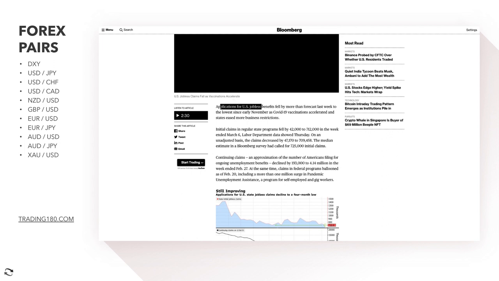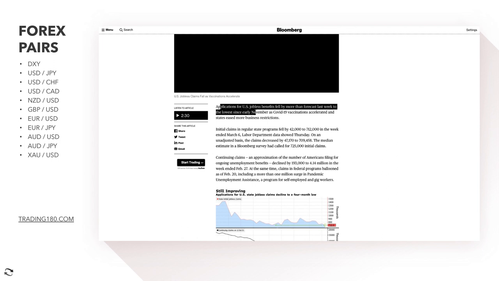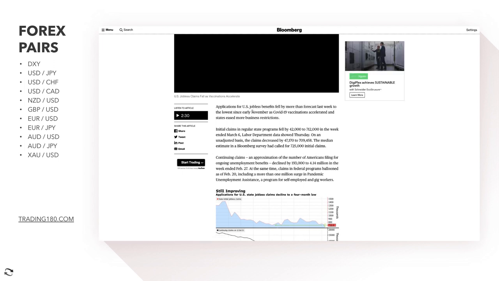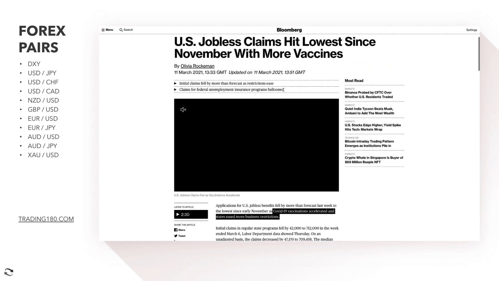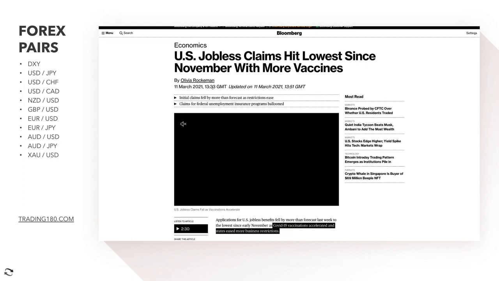Applications for US job benefits fell by more than forecast last week. So fewer people are applying for unemployment benefits, which is a positive sign that there is employment. This is as COVID-19 vaccinations accelerated and states eased more business restrictions. So again, businesses are getting back to some sort of normality. There's going to be some economic growth there, and so over the past couple of weeks you're seeing the dollar start to strengthen.